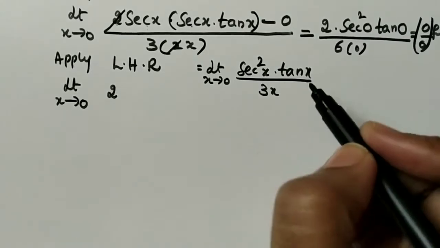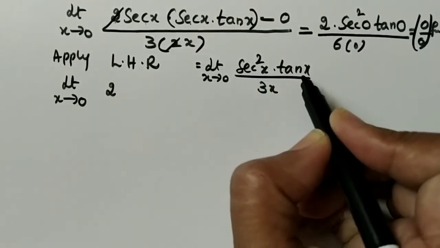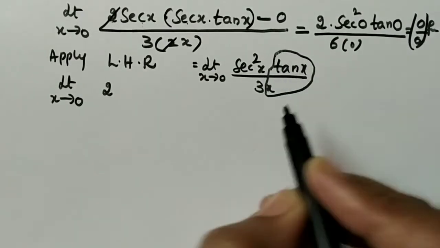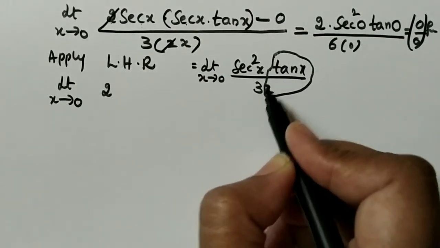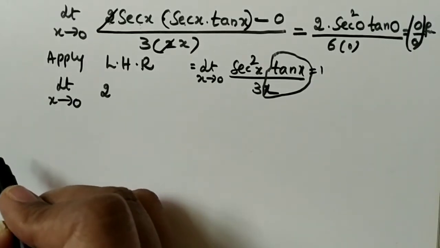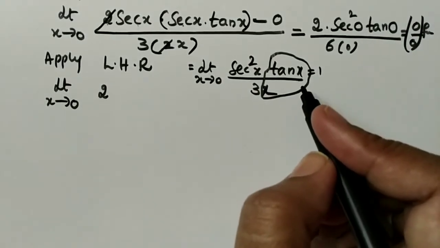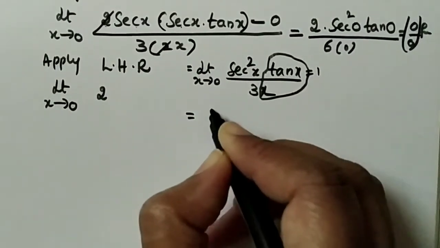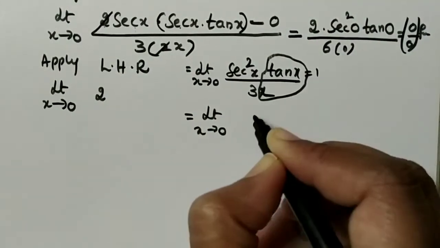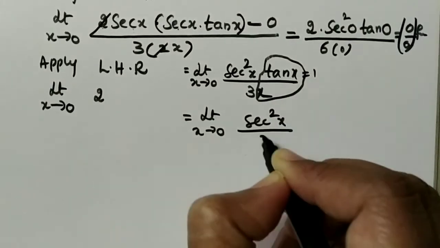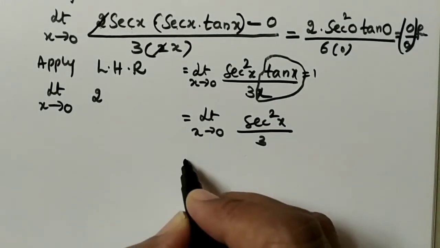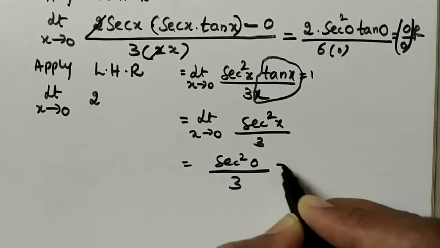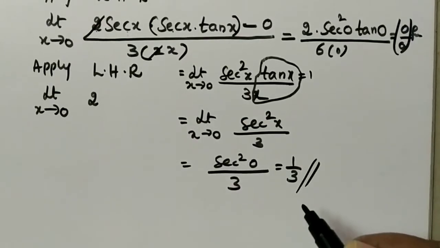So instead of u into v, if you want, observe this tan x by x. You got tan x by x, no? So this value is equal to 1. So what is remaining? Limit x tends to 0, remaining is secant square x by 3. Now apply the limit, you will get secant square 0 by 3. That means 1 by 3 is the required answer.